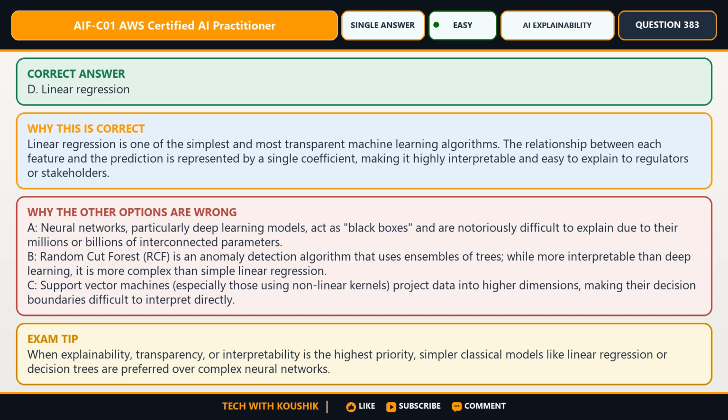B. Random cut forest, RCF, is an anomaly detection algorithm that uses ensembles of trees. While more interpretable than deep learning, it is more complex than simple linear regression. C. Support vector machines, especially those using nonlinear kernels, project data into higher dimensions, making their decision boundaries difficult to interpret directly. Remember this decision rule. When explainability, transparency, or interpretability is the highest priority, simpler classical models like linear regression or decision trees are preferred over complex neural networks.